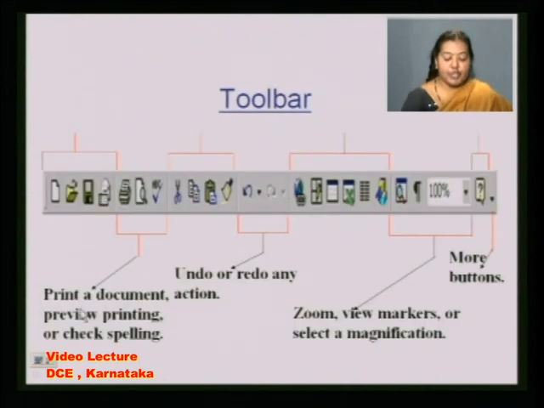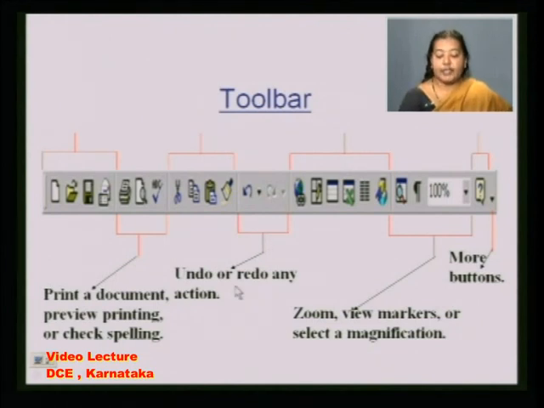So this is to print a document, preview printing or check spelling. So now after you type the letter, if you are not sure about the spellings, it will help you to check the spellings. You can do spell check also. So you can use these options. How to select this option? I already told you. You bring the mouse here and double click it, or click this. As soon as you click, this option will appear, and then we will see the next one.